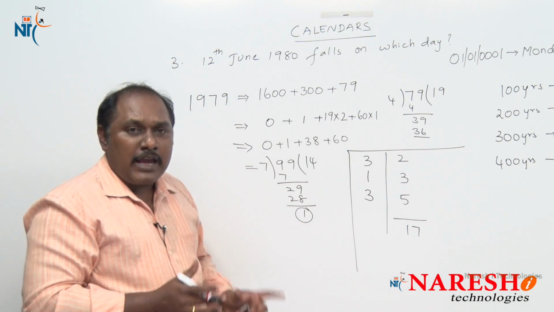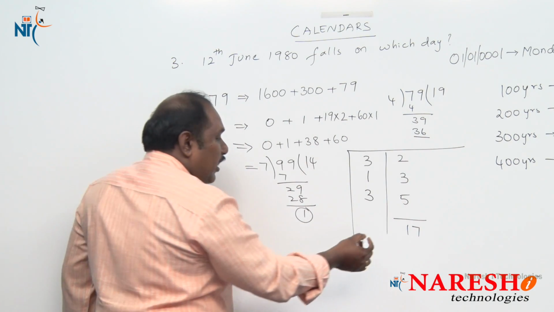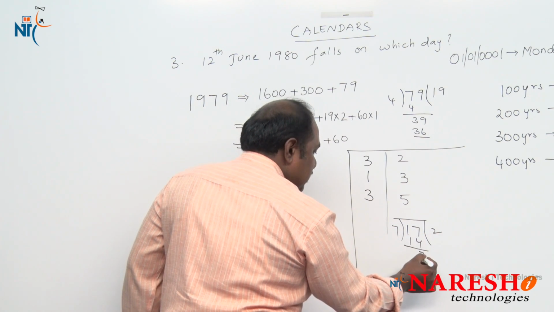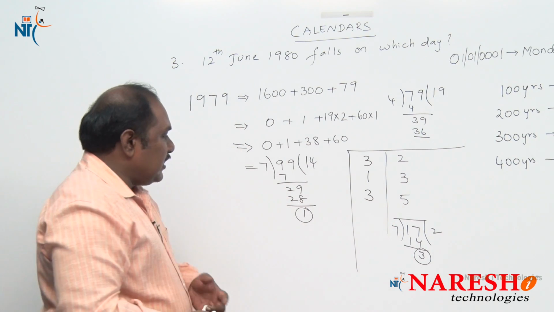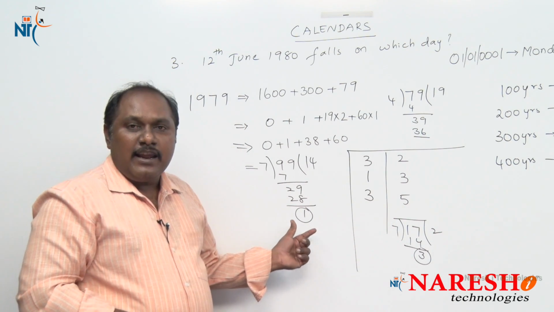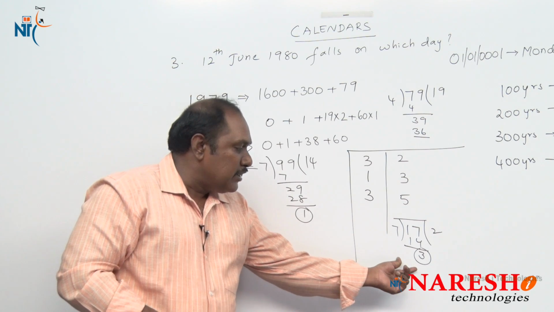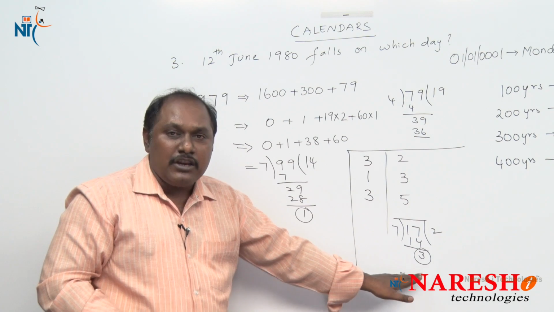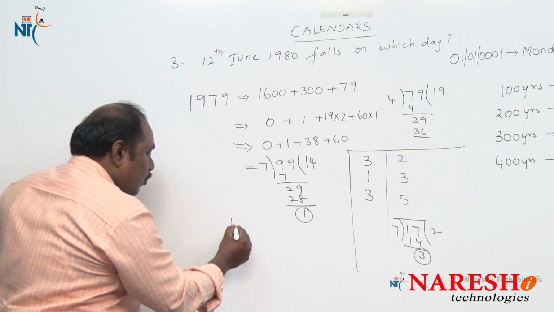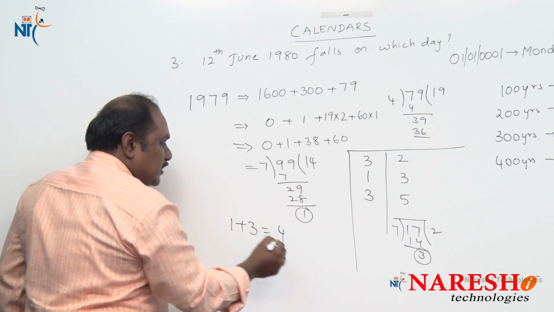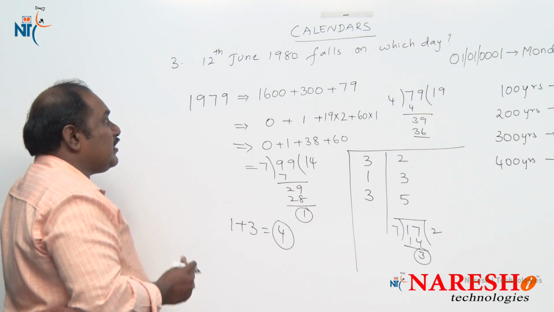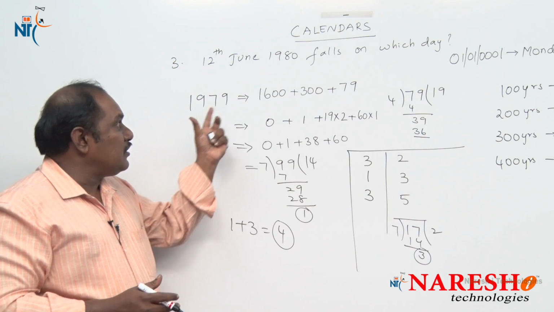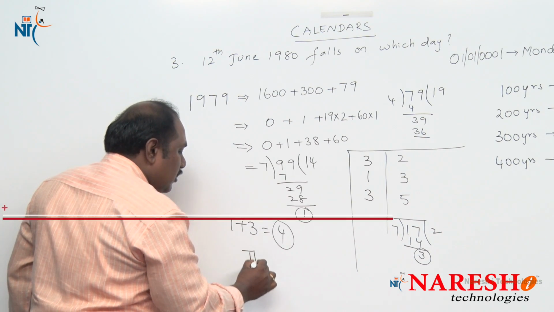But according to the concept of calendars, 17 cannot be odd days. So I divide 17 by 7. 7 twos are 14, remainder is 3. So till 31st December 1979 I have 1 odd day, and from 1st January 1980 till 12th June 1980 I have 3 odd days. So the total number of odd days is 1 plus 3, which is 4. So till 12th June 1980 we have 4 odd days. So according to the calendar, 12th June 1980 should fall on Thursday.